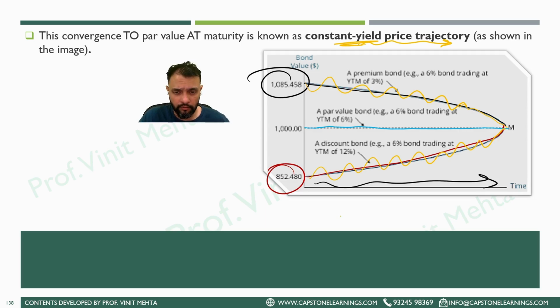Like, you got it right. 3 years is remaining, 2.5 is remaining, 2 years, 1.5, 1 is remaining, then 0 is remaining. Yes, sir. Clear? So this is what constant yield price trajectory is.